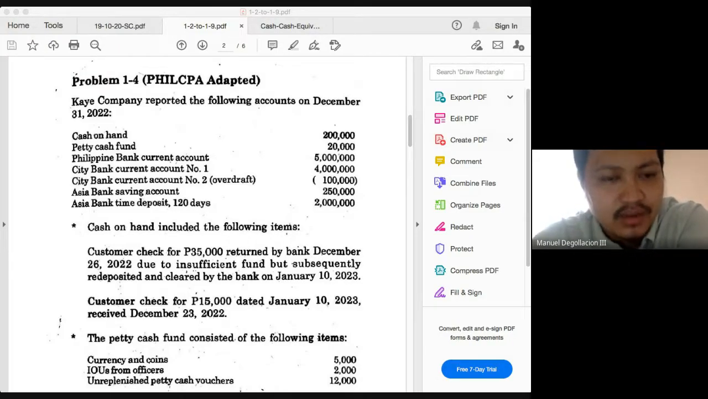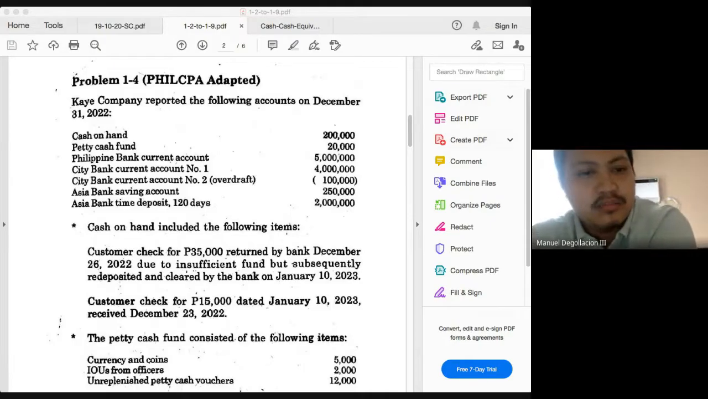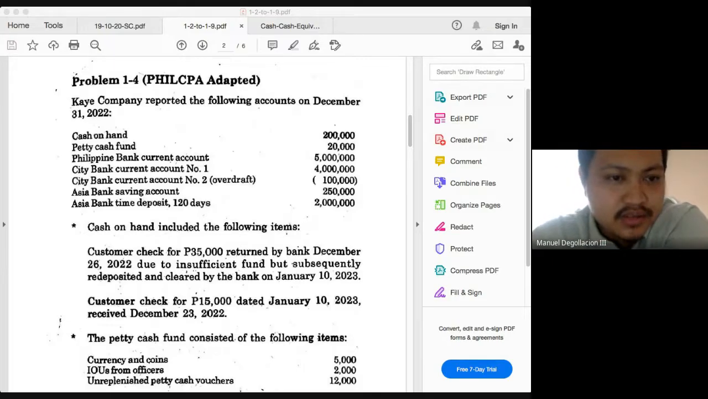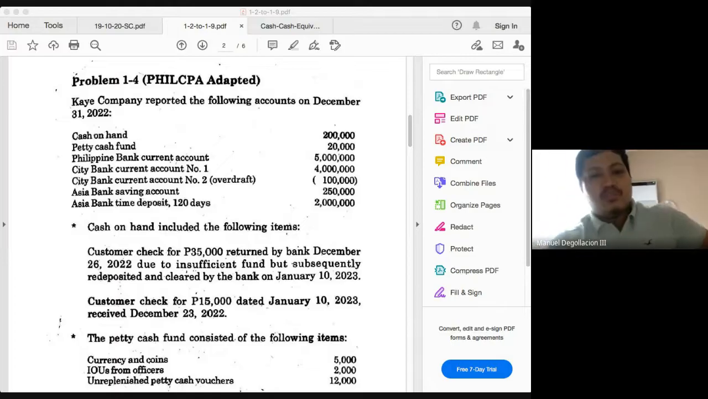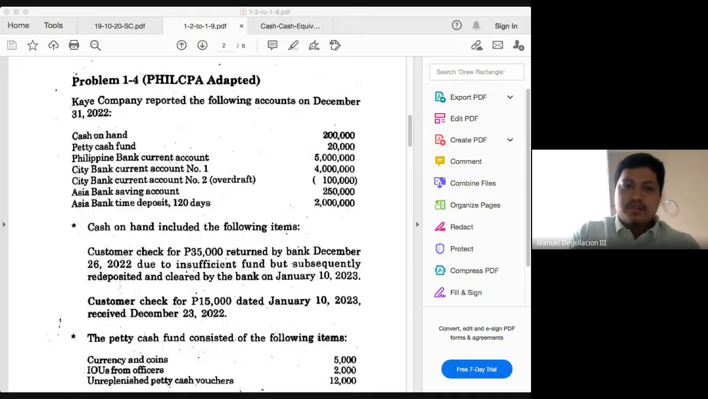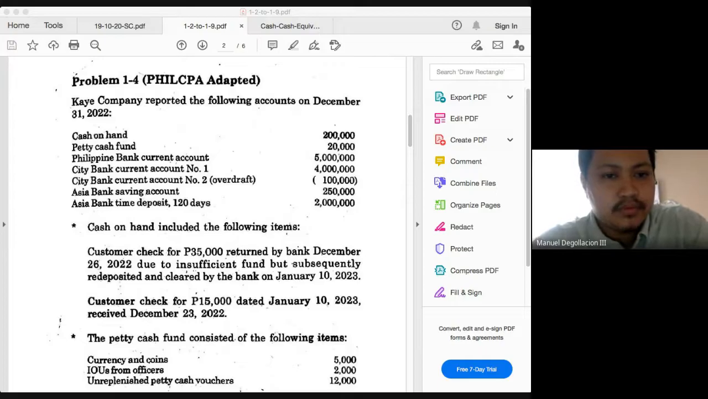Asia Bank savings account will be part of our cash and cash equivalents, it being a savings account, essentially unrestricted as to use, can be withdrawn anytime. Asia Bank time deposit, 120 days, without knowing as to when it was acquired, we are certain that it should not form part of our cash and cash equivalents because as of the end of the year, it is still 120 days away from its maturity.